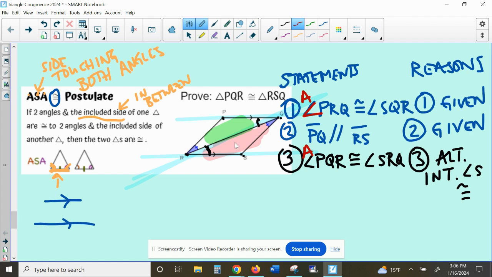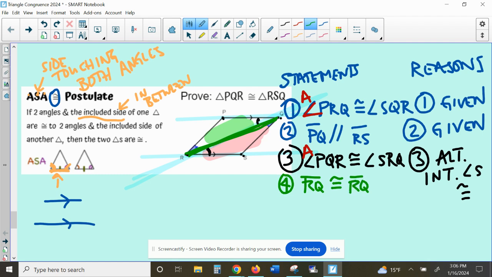Now here's the deal. We can use what we used on the very first theorem. If you look at this line in between here, do you see this side right here? That side, R to Q, is shared by both of these triangles. RQ is a side of this green triangle, and RQ is also a side of this pink triangle. So we can use that one as R to Q is congruent to R to Q.